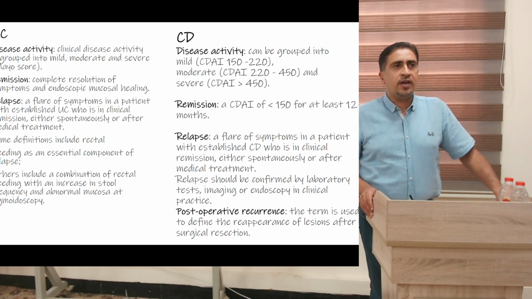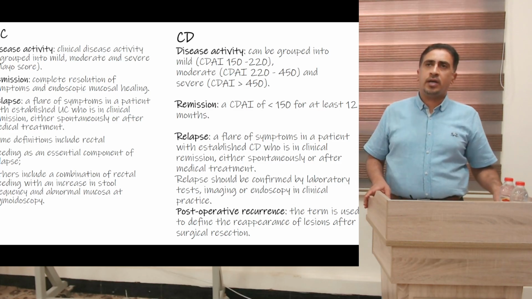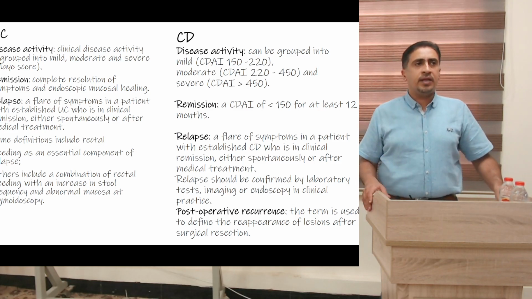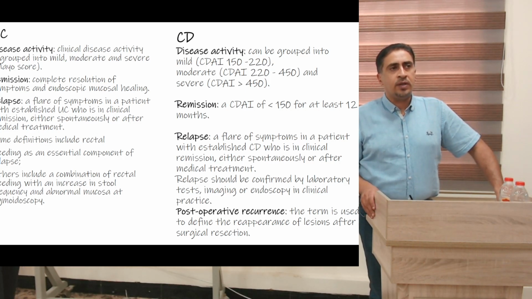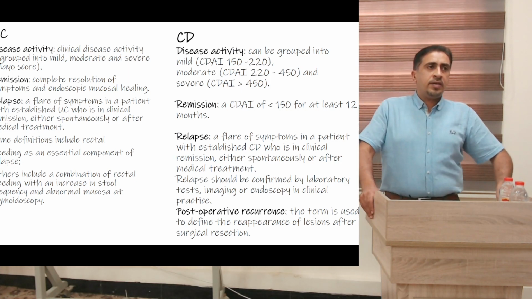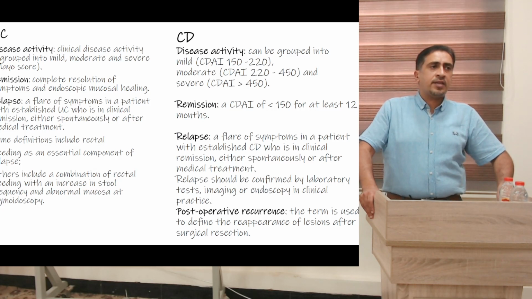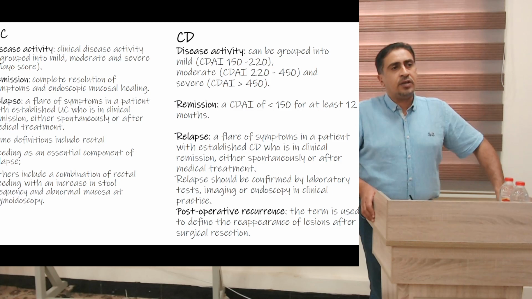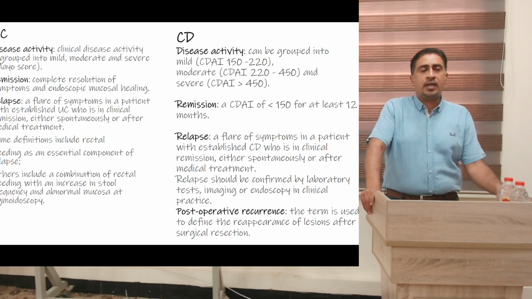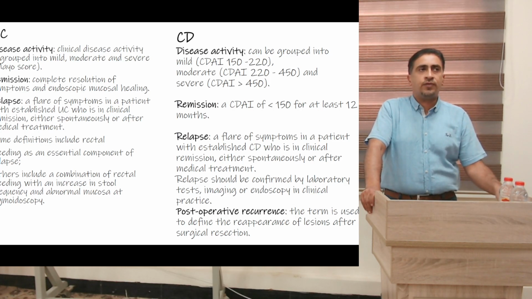Relapse is the flare-up of symptoms. The patient was in remission, and all of a sudden symptoms develop, and this happens whether the patient stops medication or it happens spontaneously. There are some definitions that include rectal bleeding as an essential component of relapse in ulcerative colitis. Others include a combination of rectal bleeding or increase in stool frequency and abnormal mucosa in order to define that there is active disease or a flare-up of disease.